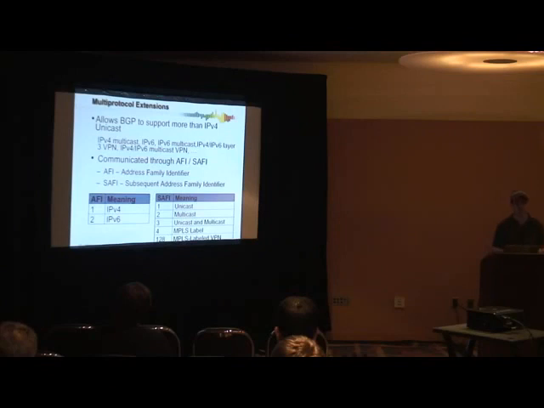AFI is the address family identifier, which is either IPv4 or IPv6. So AFI 1 is IPv4 and AFI 2 is IPv6. And then it has subsequent address family identifiers, which describe which types of IPv4 and/or IPv6 are supported, whether it's unicast, multicast, unicast and multicast, MPLS labeled VPN. And this is how they have extended capabilities to BGP version 4 without having to do another version.